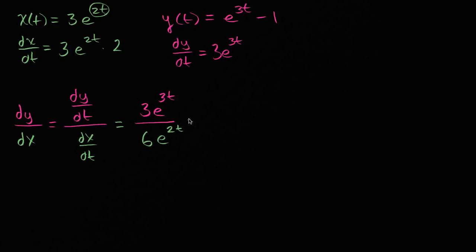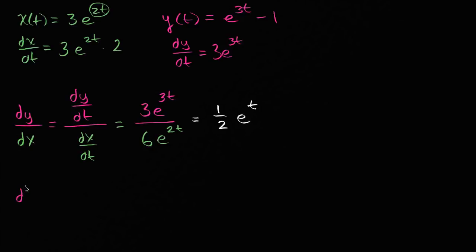I'll now go to a neutral color. This is equal to 1/2, that's 3 over 6, e to the 3t minus 2t. I'm just using exponent properties right over here. If I have 3 t's and I take away 2 of those t's, I'm just going to have a t. So this is just going to simplify to e to the t right over here. So now we've figured out the first derivative of y with respect to x in terms of t. Now, how do we find the second derivative?